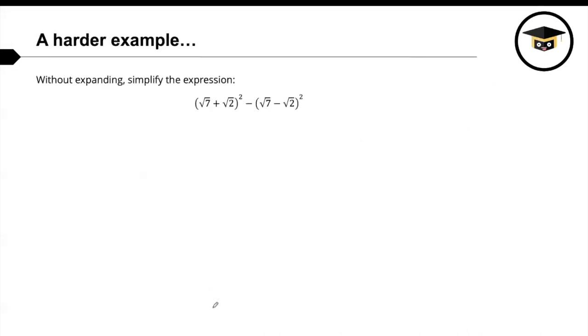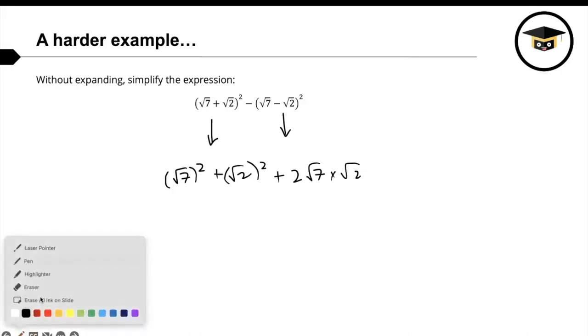So now we come to a harder example. The question says, without expanding, simplify the expression root 7 plus root 2 all squared minus root 7 minus root 2 all squared. Now, because it says without expanding, it means we can't just do each one separately and expand them out. So typically what we could have done is say, okay, well, this is just root 7 squared plus root 2 squared plus 2 times root 7 times root 2, and then do something similar for the second one. But because it says without expanding, we can't do that.